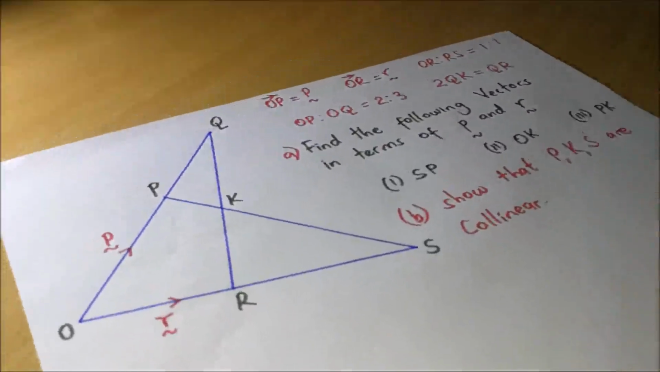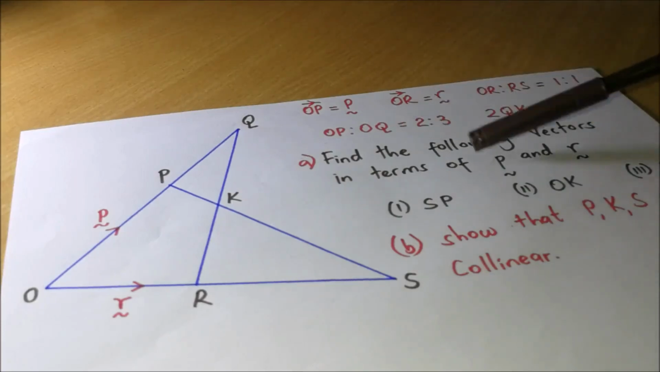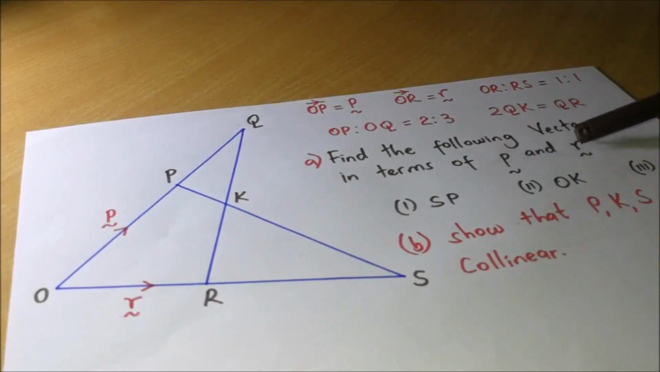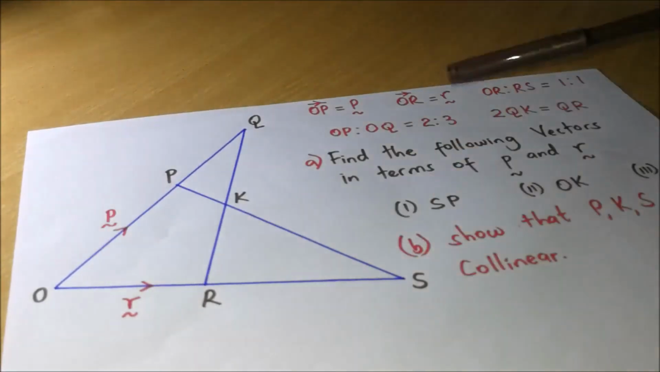Okay, so we are going to solve this question. It is a vectors question. We are required to first of all find the following vectors in terms of P and R. What is P and R? According to the question, P and R have been given pretty well.